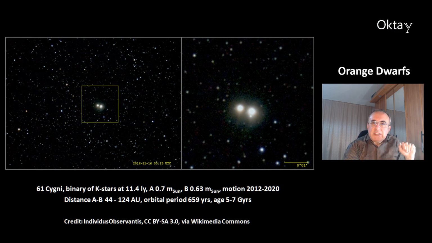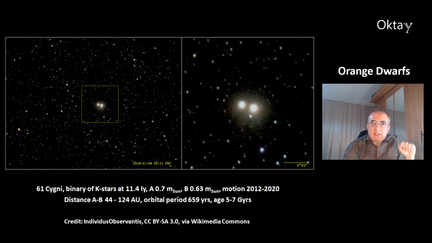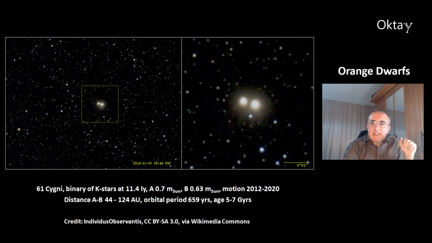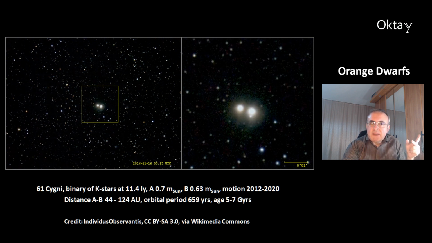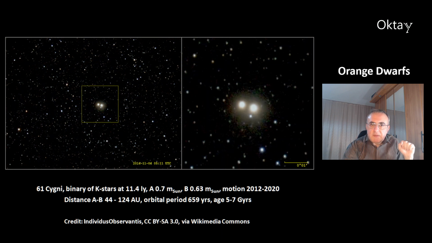This is another K-type star. There's a binary of K-type stars at 11.4 light years. That's 61 Cygni. Star A is 70% of the sun's mass. Star B is 63% of the sun's mass.